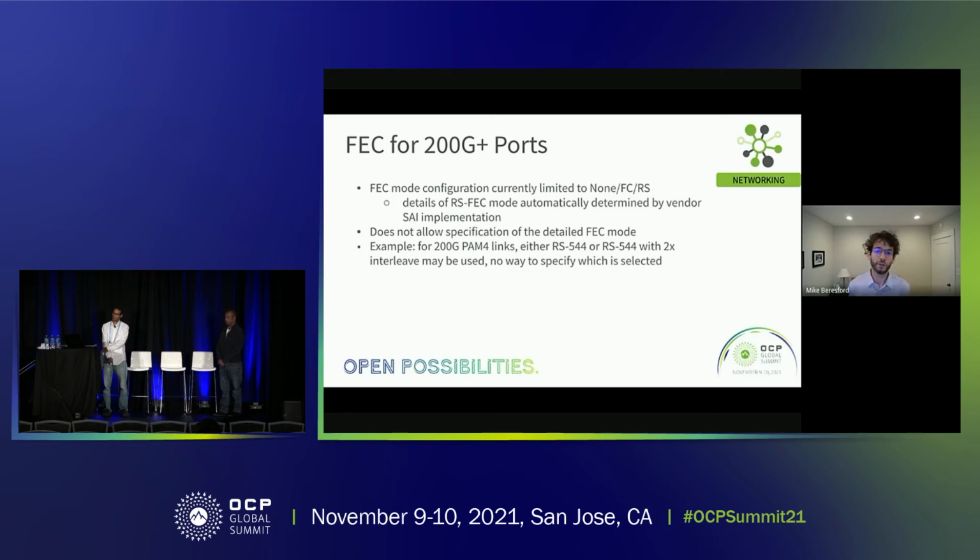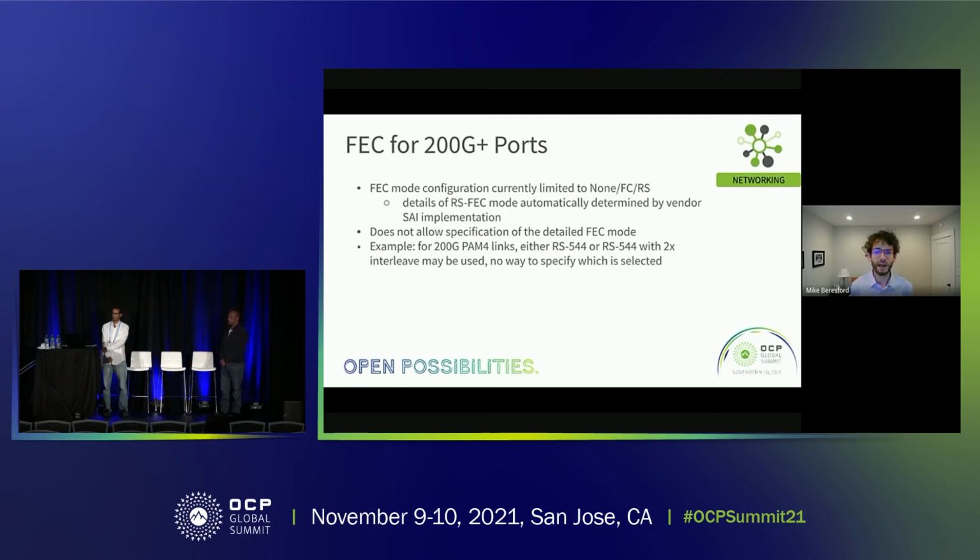At speeds of 100 gig and under, FEC is optional, but as we move to higher speeds, it has become a required part of the specification. The SAI interface does support FEC, but the options were previously limited to 3 settings. You can turn it off, disabled. The second one was fire code, or FCFEC, which was used typically at lower speeds, like 40 gig links. And then the last is Reed Solomon FEC.